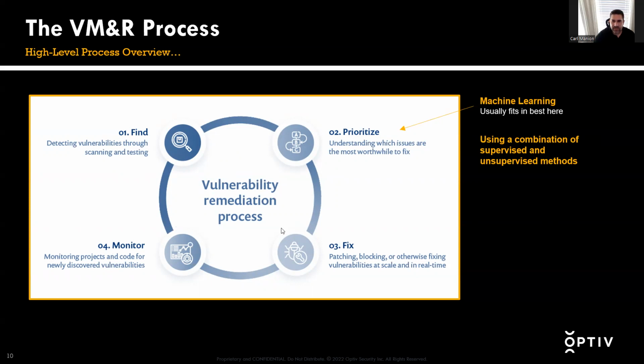Where we typically see the most impact and uplift for vulnerability management and remediation when it comes to machine learning is the prioritization step. So this is usually where machine learning fits in the best and helps us with accelerating the process. We can use, as I mentioned in the previous slide, a combination of supervised and unsupervised methods to do that.